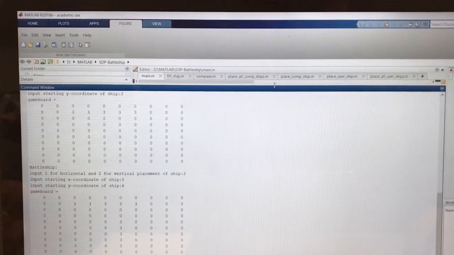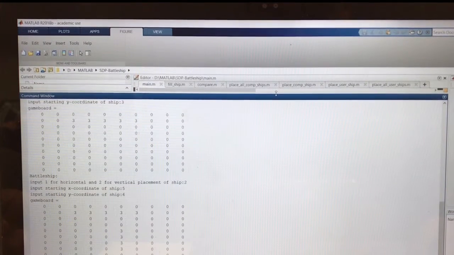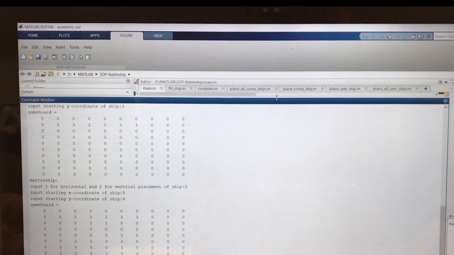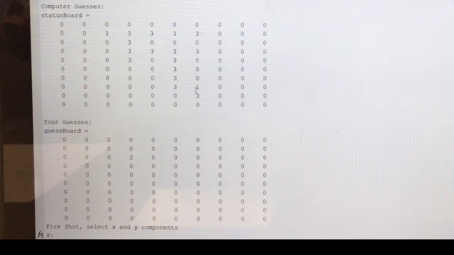There are 5 ships that include the carrier, which takes up 5 spots, the battleship, which occupies 4, the cruiser and submarine at 3, and the destroyer at 2. Once inputting the ships is done, the game begins.